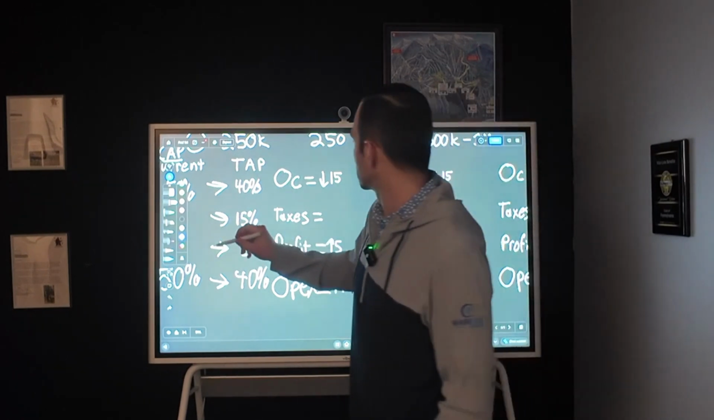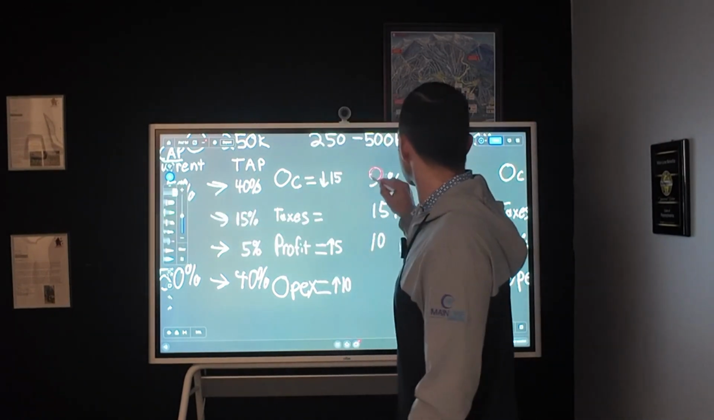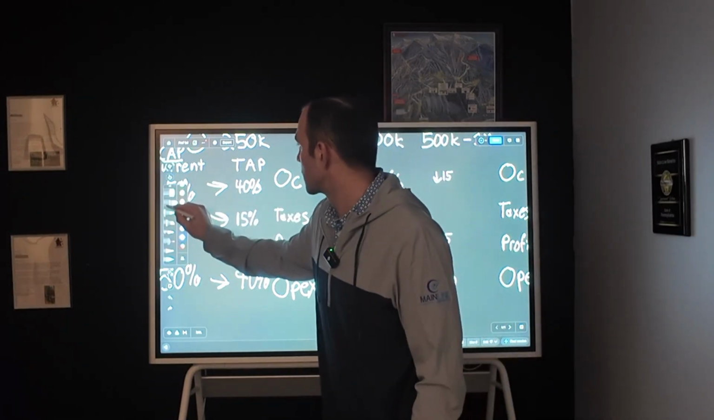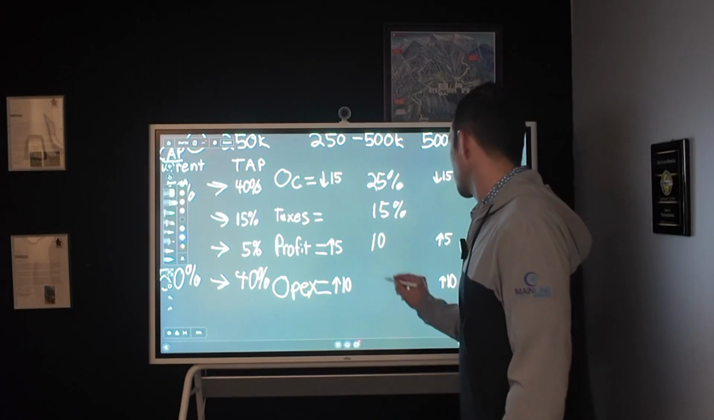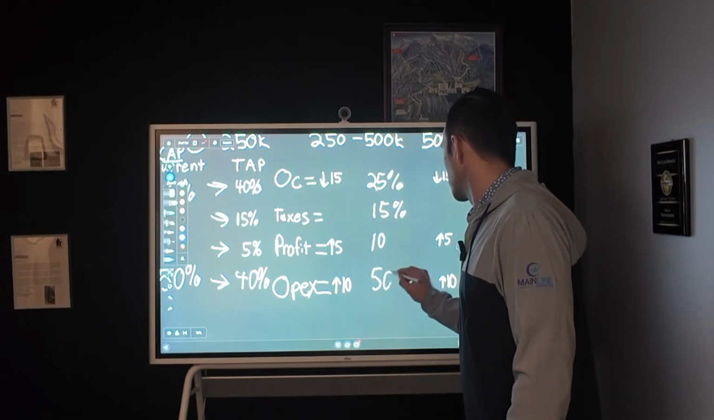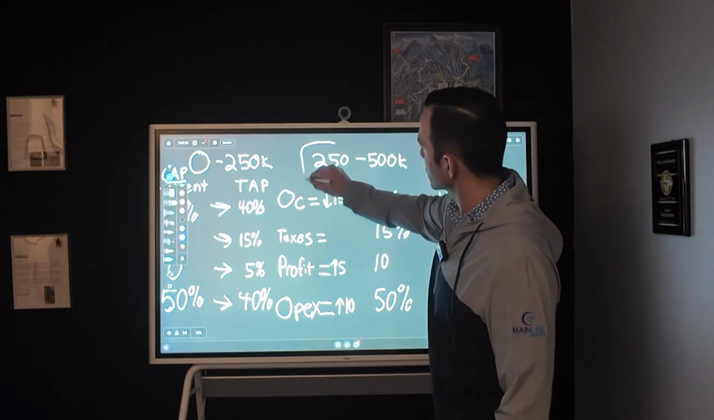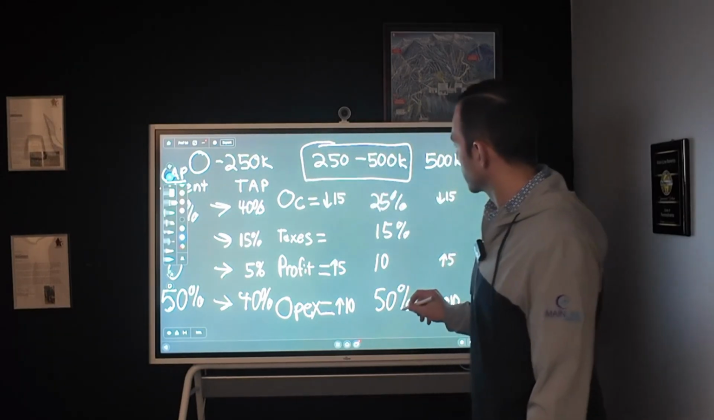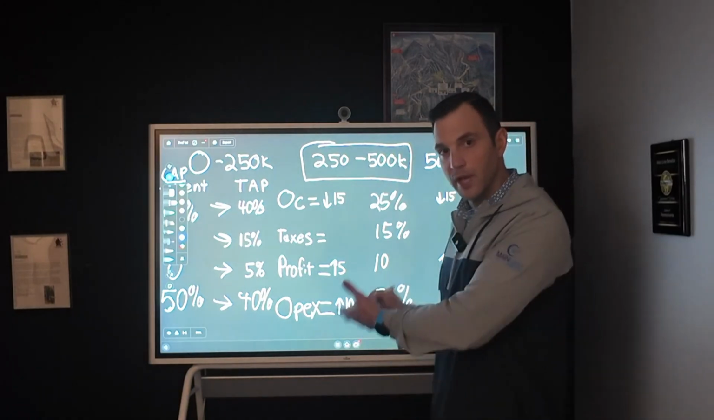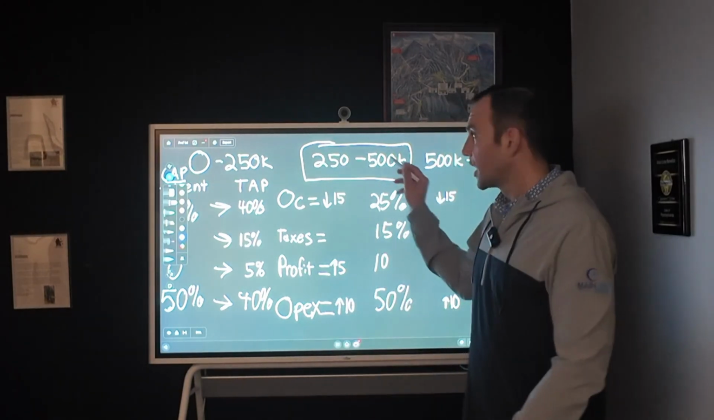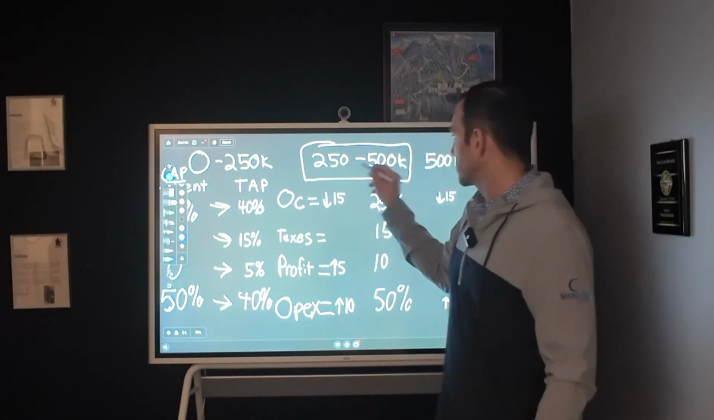I'm actually going to do this a little bit differently. Let's drop this to 25. Again, my taxes are going to stay the same. My OpEx is going to go up because I'm getting to an individual producer revenue breakpoint, right? So when I'm at 250 to 500, I'm going to raise my OpEx to 50%, because guess what? I'm probably going to need to hire somebody. I'm probably going to need to hire some support at this breakpoint.